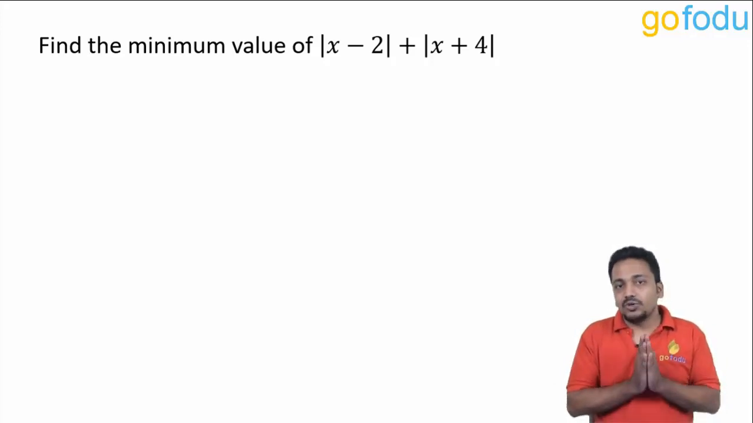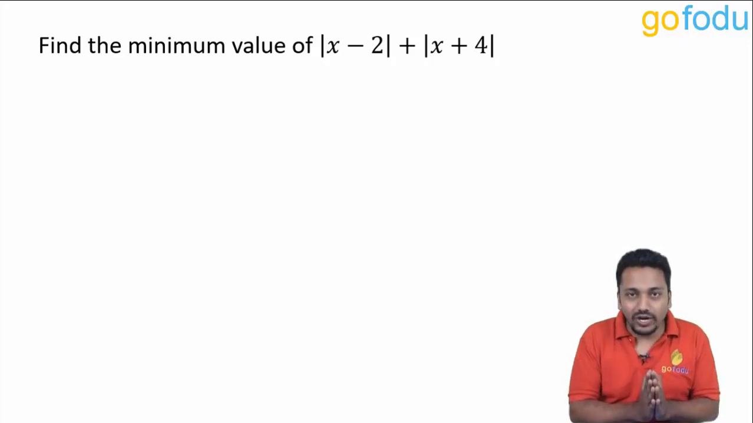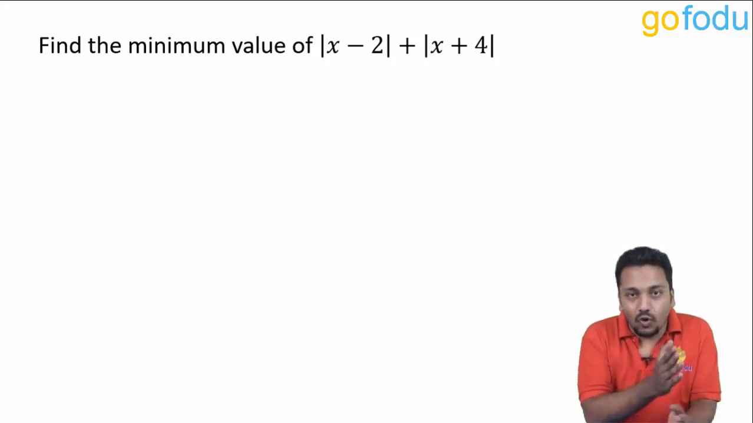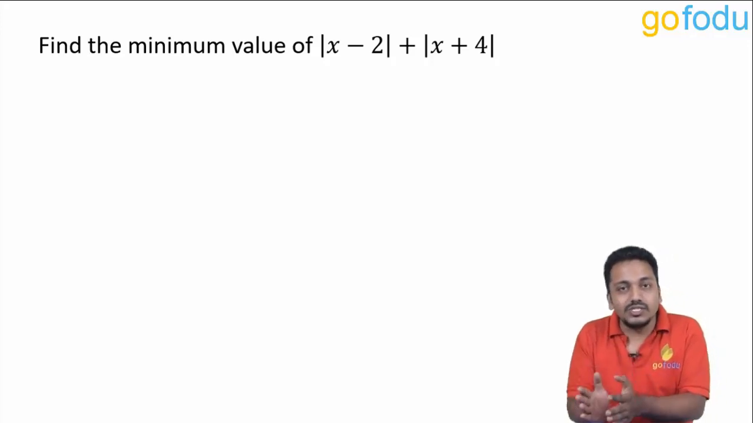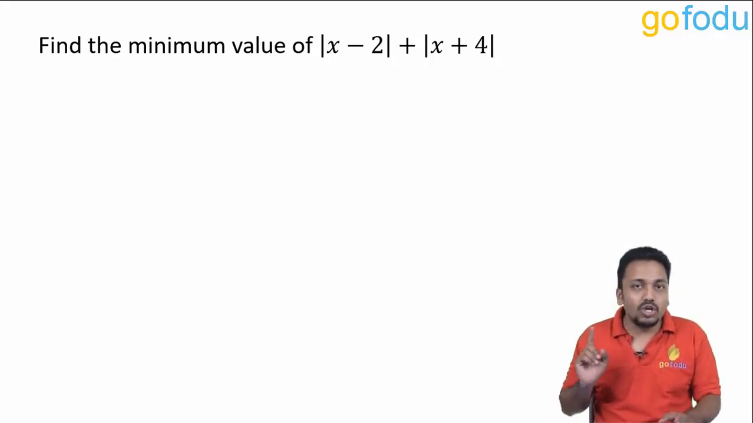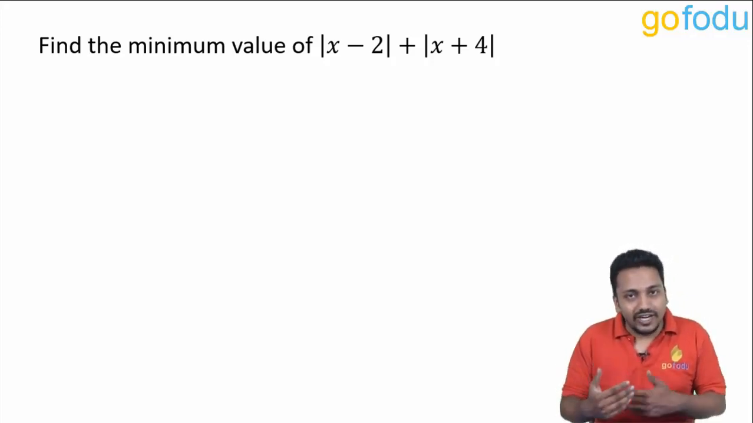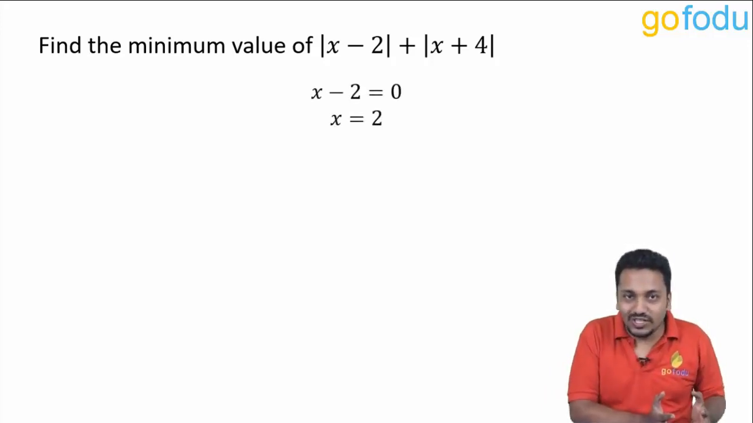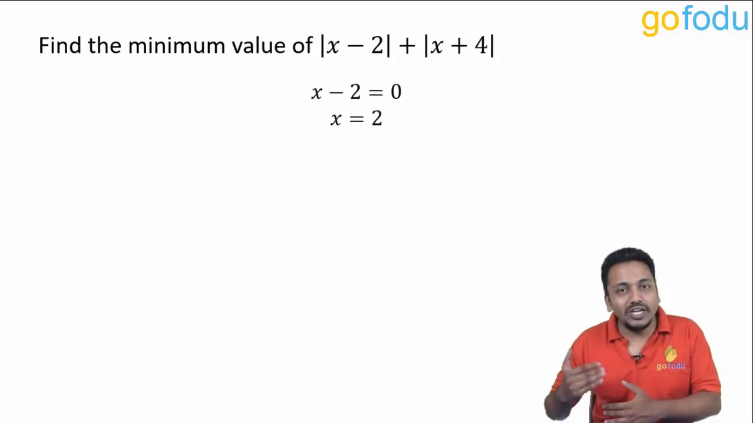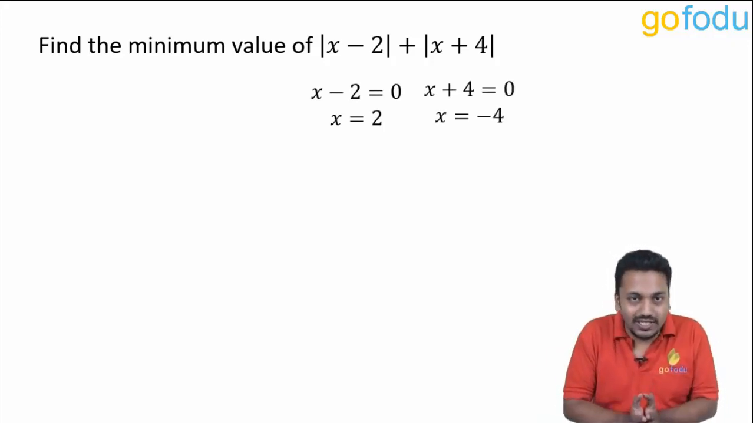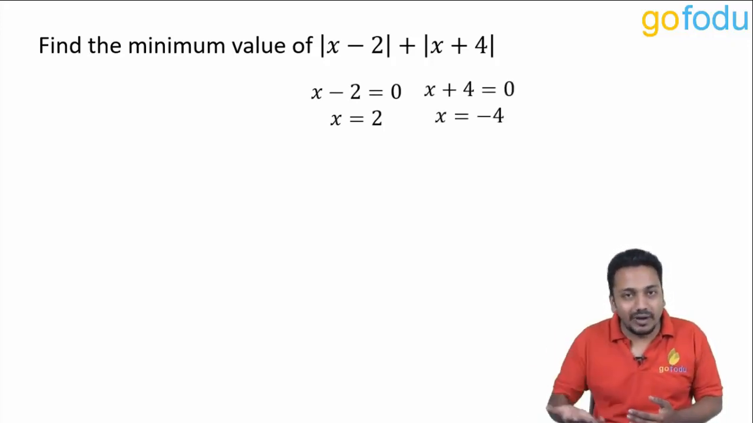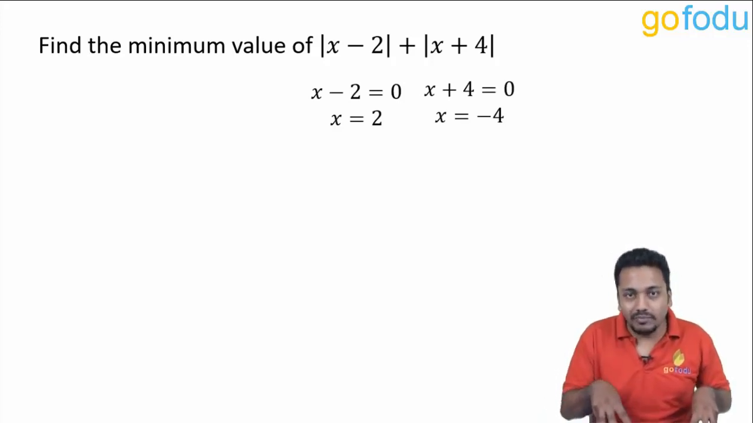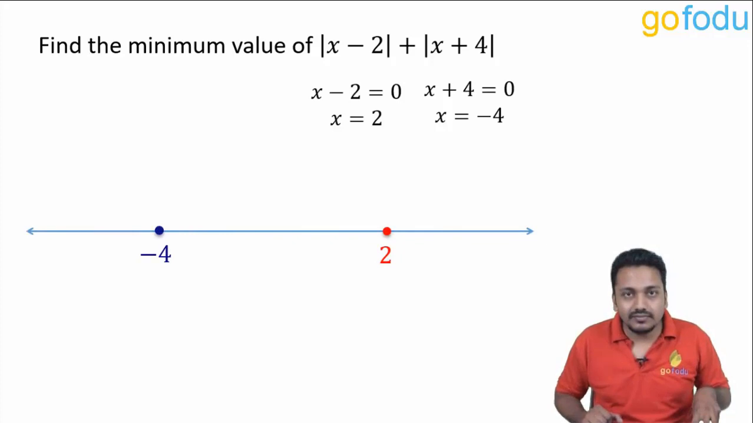First thing that we are going to do is find the critical points or the origins, which we'll do by equating what's inside the modulus sign to 0. We have two modulus signs. Let's equate what's inside them to 0 one by one. Put x minus 2 as 0, x will come out to be 2. x plus 4 is 0, x will come out to be minus 4. Next, we will plot these points 2 and minus 4 on the number line.